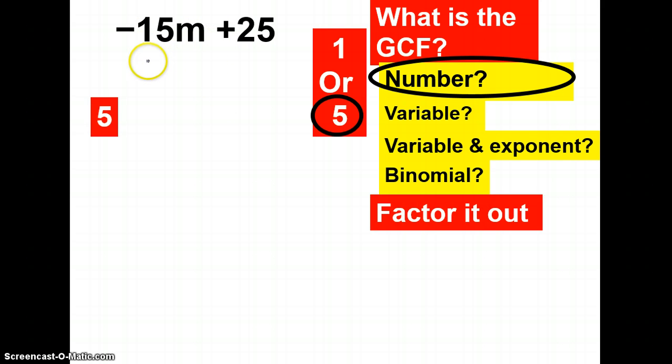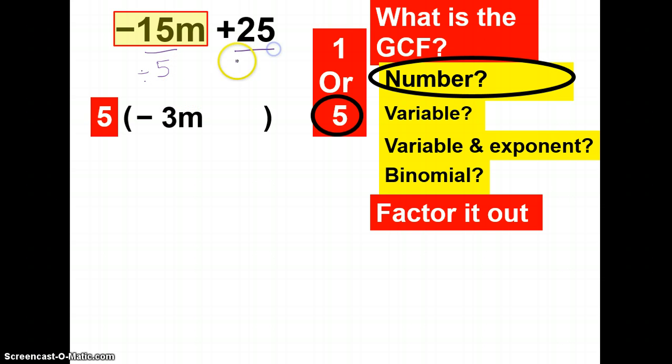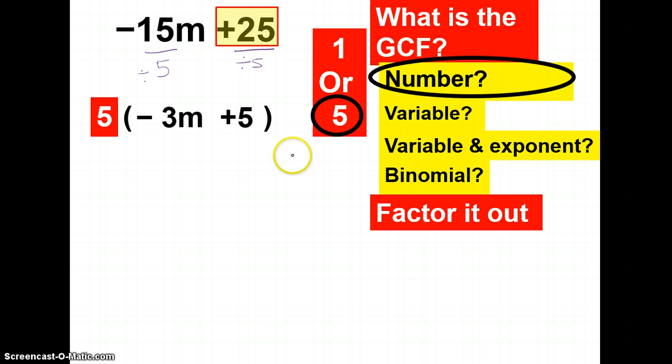So let's go ahead and factor that out. 5. Go ahead and divide out a 5 from here. What would that be? -3m. Divide out a 5 from here. What would that be? Good. You're getting somewhat the hang of this. Let's try another one.